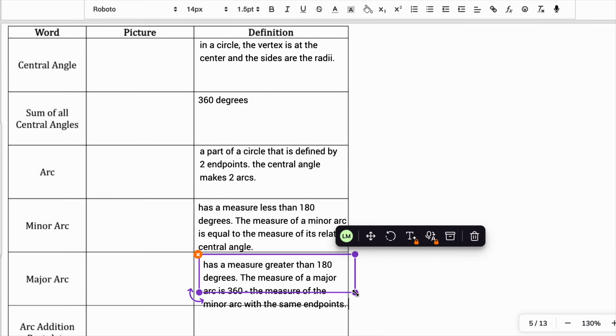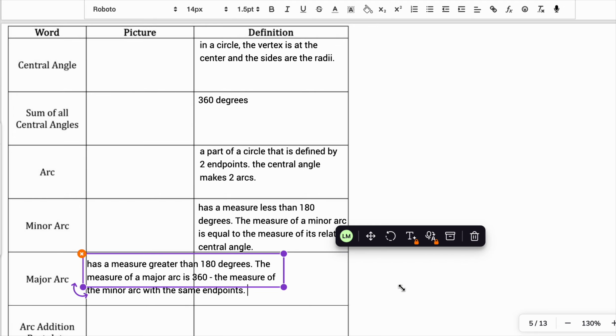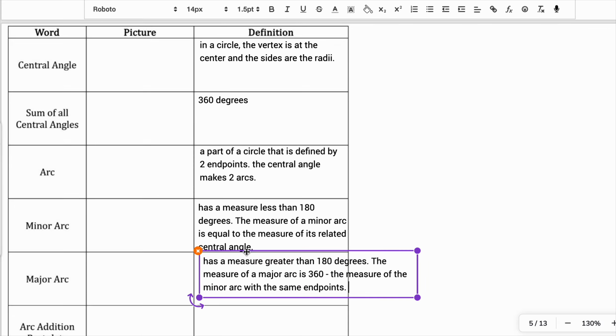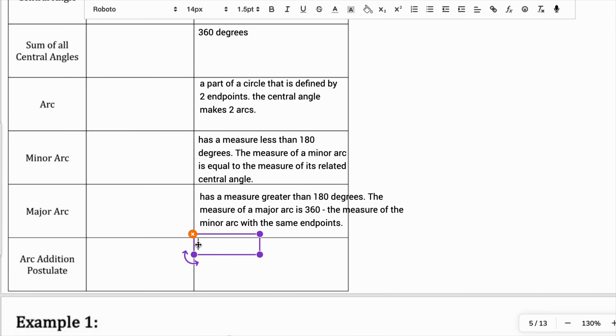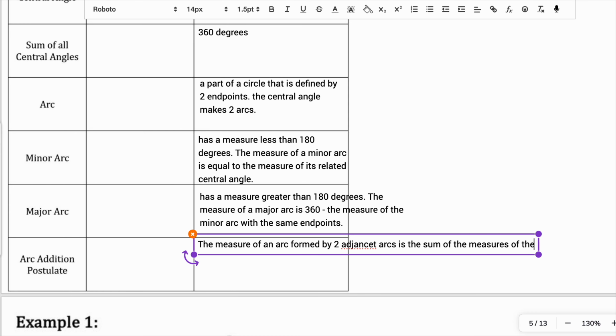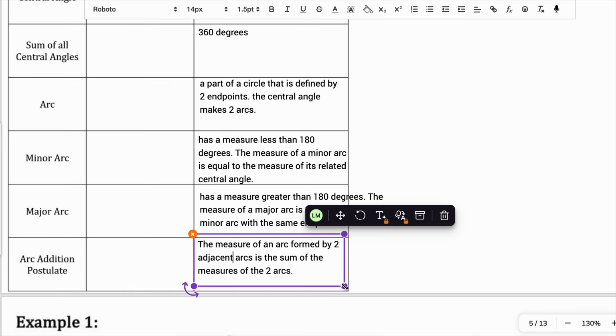And then last but not least, I was going to go over just a little bit, is the arc addition postulate, and that says, excuse me, the measure of an arc formed by two adjacent arcs is the sum of the measures of the two arcs. So again, not a lot of these might make sense without the pictures, so that's why we are going to draw some pictures. Here we go.